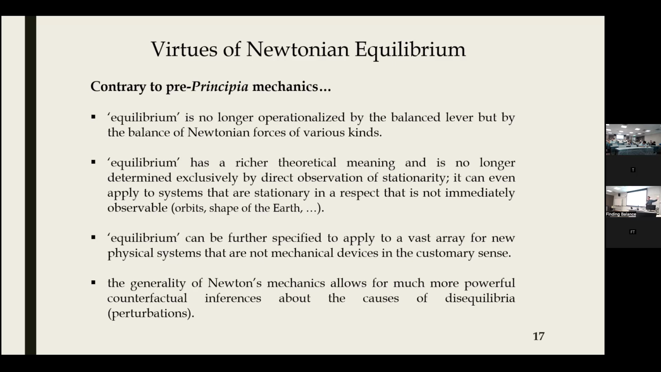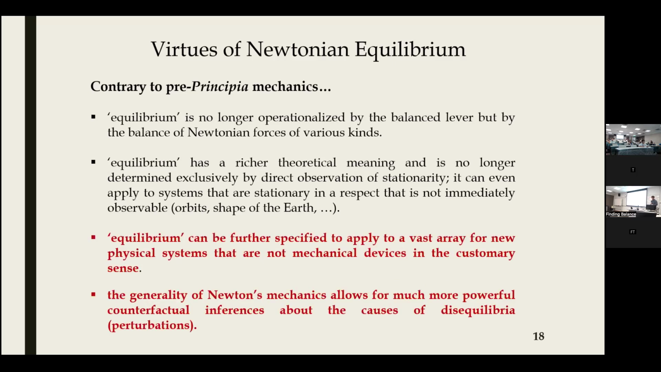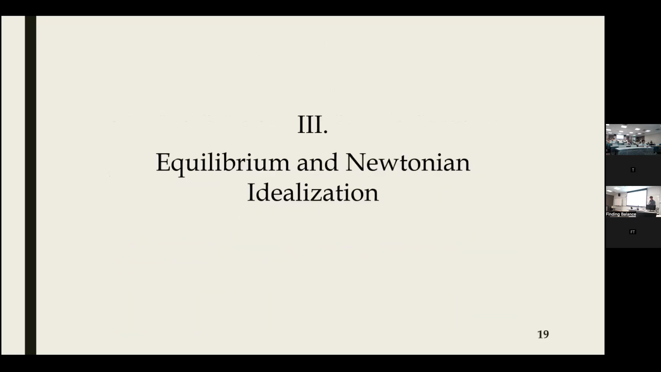The generality of the mechanics then allows for much more powerful counterfactual inferences that you can already see latent in the work, say, of Galileo and Torricelli, but the causes of disequilibria, right? And the reason why equilibrium does not obtain. And these two parts, the specification of the equilibrium principles and the use of equilibrium reasoning in counterfactual reasoning in Newtonian mechanics, is what I'll try to explore historically, show you the power of this method and its application throughout the remainder of the talk.